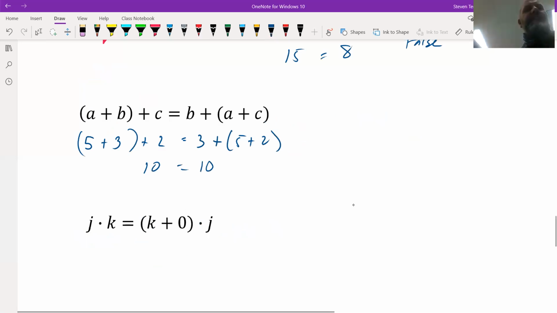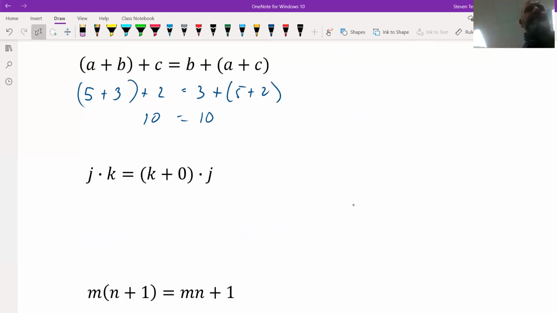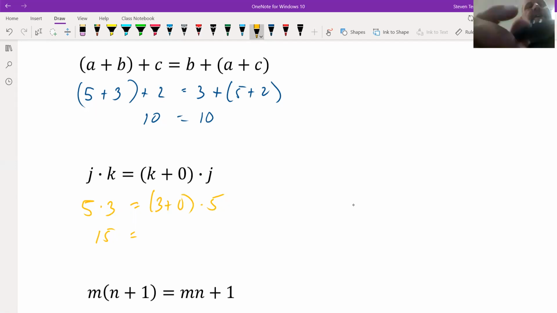Okay, let's go with the following example: jk equals k plus 0 times j. So let's pick out some numbers here. I'll pick a 5 and a 3. And then k is going to be 3 plus 0 times 5. All right, well, I'll get my 15 on the left-hand side. 3 plus 0, that's the identity property, and it's going to be 3 times 5. And that is true. It's going to be 15 equals 15.